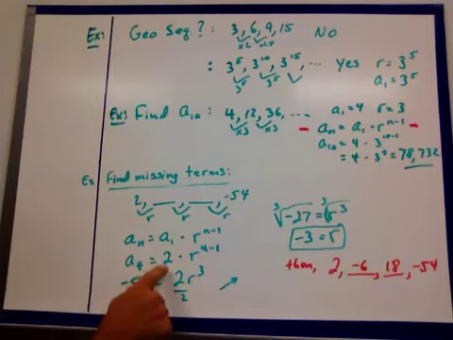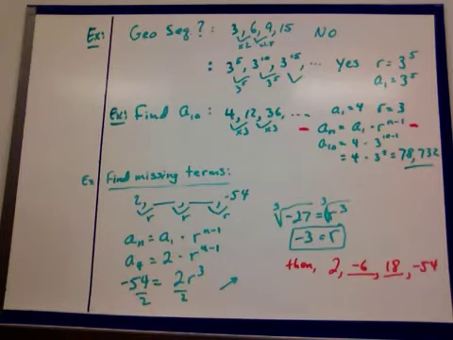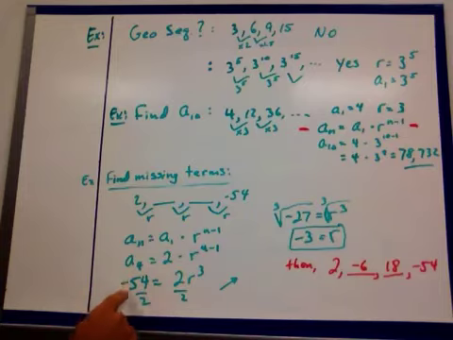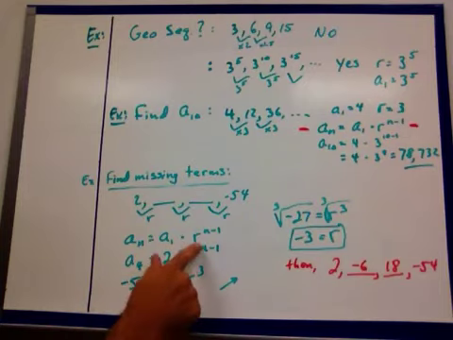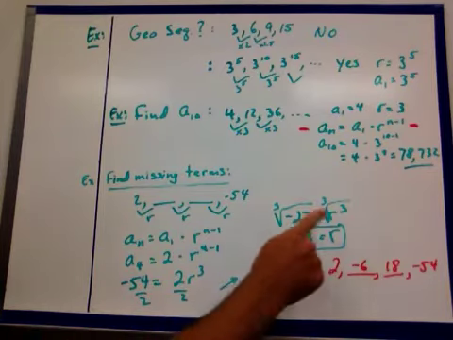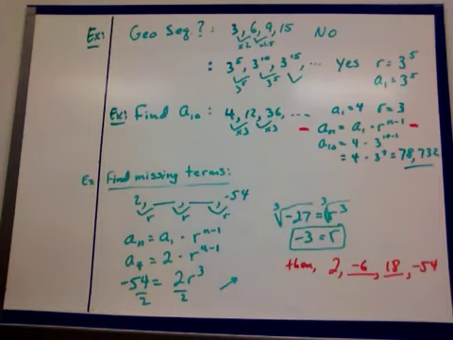So the fourth term, there's my first term. I don't know R, that's what I need to find. What am I multiplying by to get those? n is 4. So I substitute in the negative 54 for my A_4. I get 2 times R to the 4 minus 1, that's R cubed. Solve for R. Divide out the 2. Cube root both sides, we get negative 3 as our R.